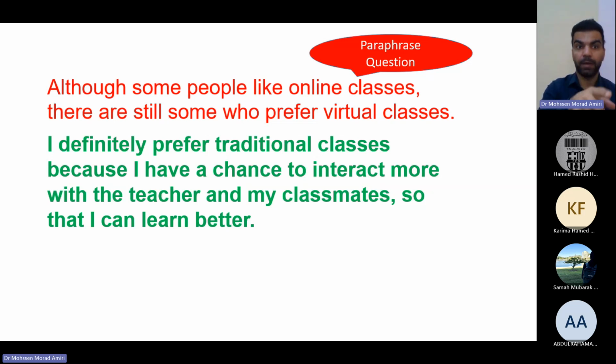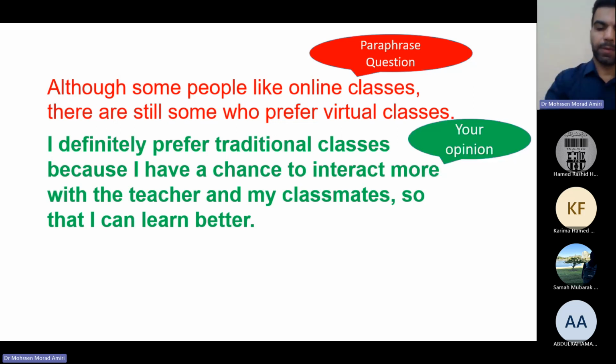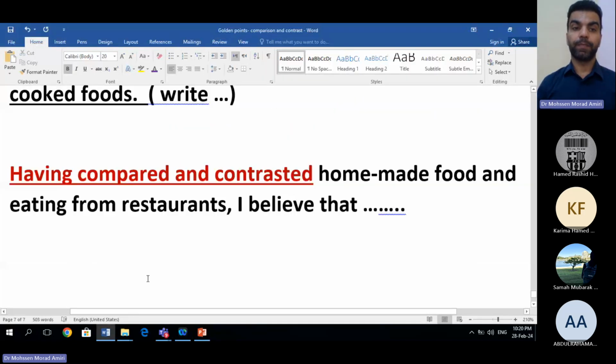You need to use I here. I completely prefer, I prefer traditional classes, and you need to give your reasons. Why? You should choose one, which one you prefer, which one you like, your own opinion. I prefer traditional classes because I have a chance to interact more with the teacher and my classmates, so I can learn better. This is your conclusion. About the conclusion, I will teach you again in the next session.